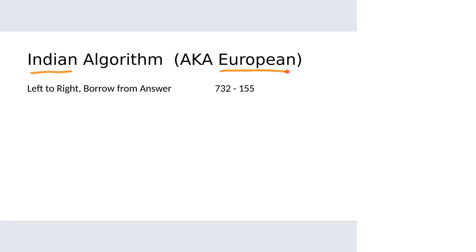It's a little bit different than our standard algorithm, and we're going to do the same problem. We're going to do 732 minus 155. And the way this one works is instead of starting in the ones place, instead of starting on the right, we're going to start on the left. We're going to do this left to right.